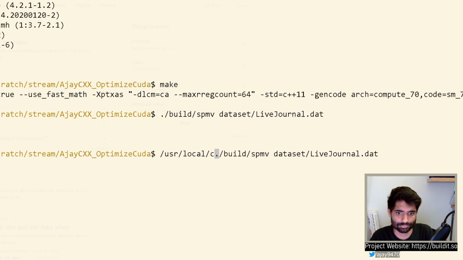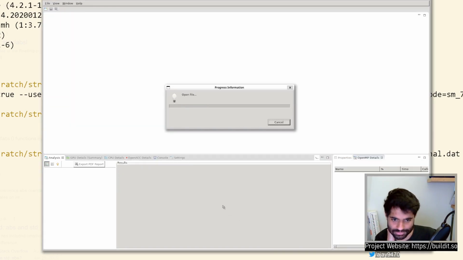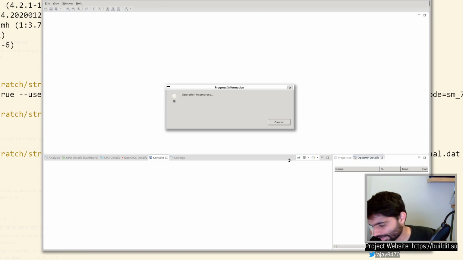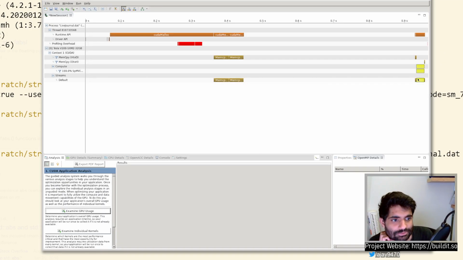So, /usr/local/cuda, open. Let's do the analysis on how good or bad it's performing. The point I'm trying to get at this time is that there's going to be divergence, but yeah.